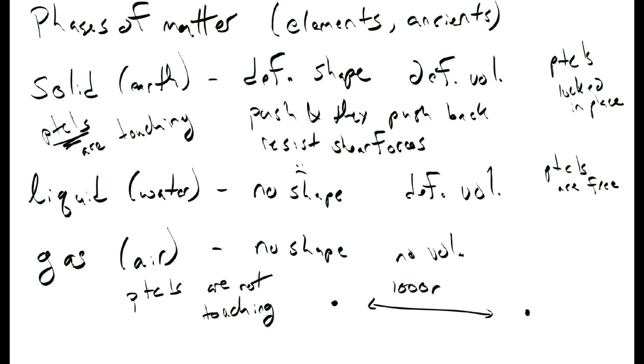And it has no shape. You'll notice that I have left out one of the classical elements, because everything went wrong when the Fire Nation attacked. Plasma, which would be fire. Plasma is a gas that has been heated really, really hot.